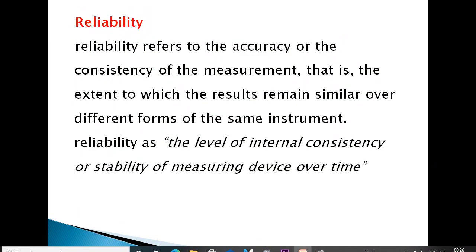Then we have reliability. Reliability refers to the accuracy or consistency of the measurement, that is, the extent to which the result remains similar over different forms of the same instrument. Reliability can also be defined as the level of internal consistency or stability of a measuring device over time.